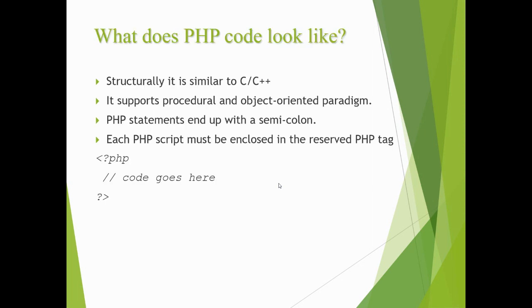Now, what does PHP code look like? Structurally, it is very similar to C, C++, or Java. It supports both procedural and object-oriented paradigms. PHP statements end with a semicolon. Each PHP script must be enclosed in the reserved PHP tags. You can see here the two tags: the opening tag, angle bracket, question mark with php, and you can put your code here, like the comment says, the code goes here. A PHP script ends with a question mark and the closing angle bracket. Moving to the next slide.